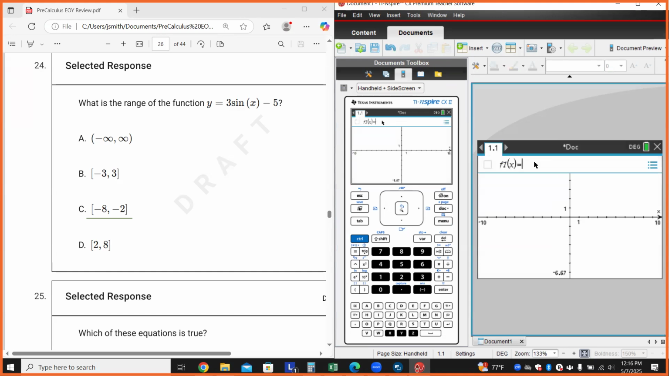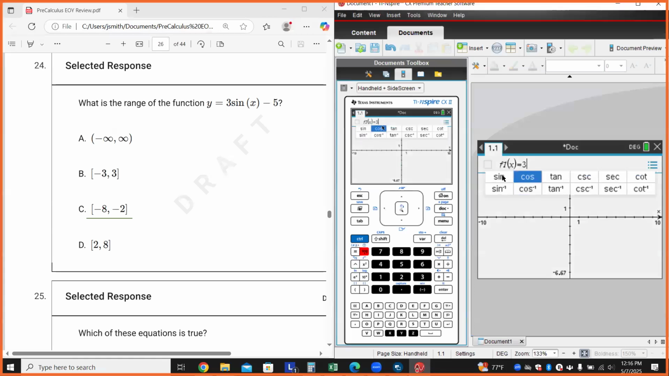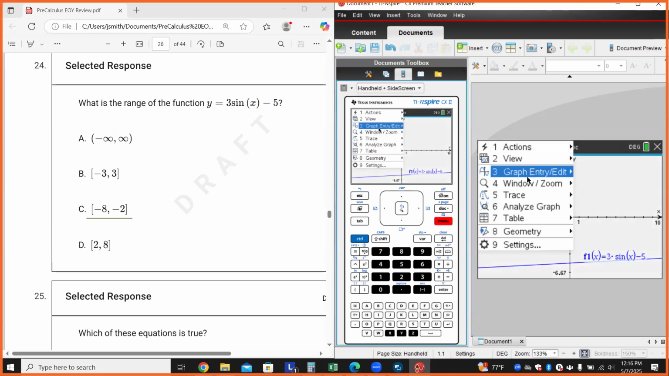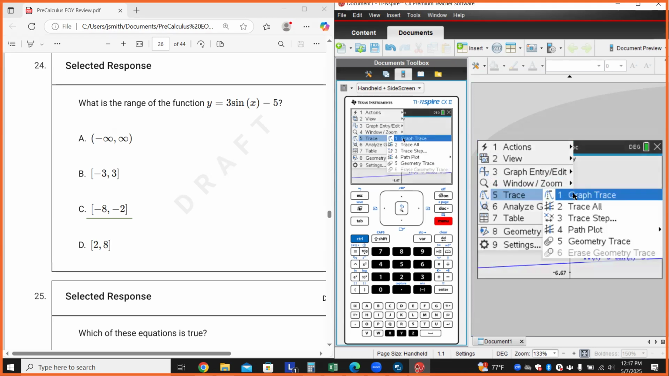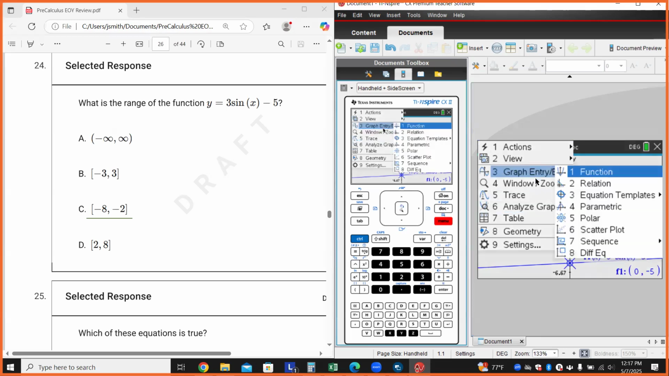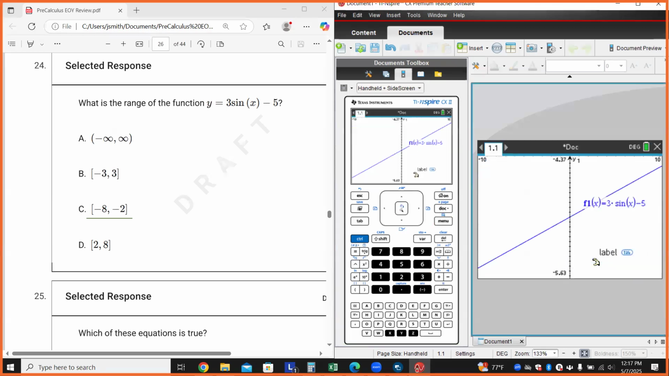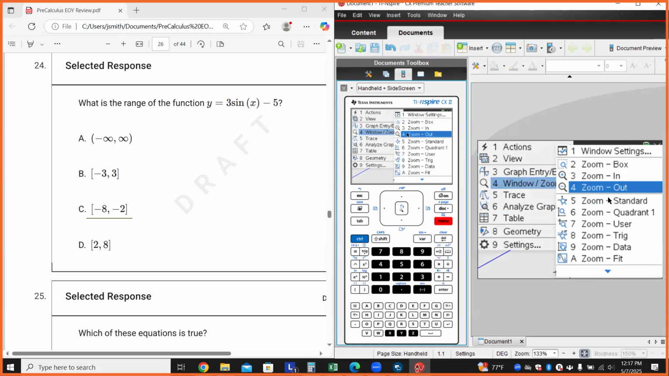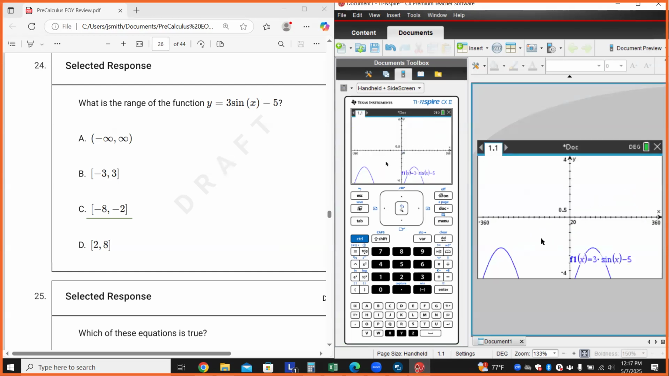Left to right, range is bottom to top. This would be 3 trig sine x minus 5. So I'm going to do menu 5, 1 is your number 1 command. You can go as far left or right as you want. You might want to do this. I think this looks better. You do Windows Zoom Fit, or maybe even because it's trig, menu Windows trig. Yeah, that looks better.